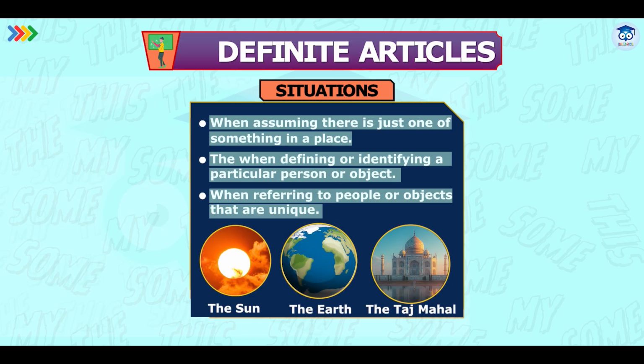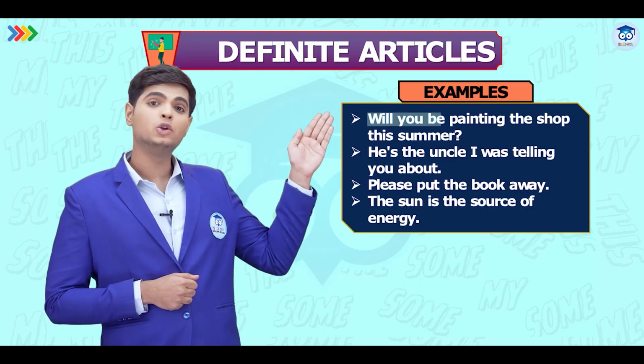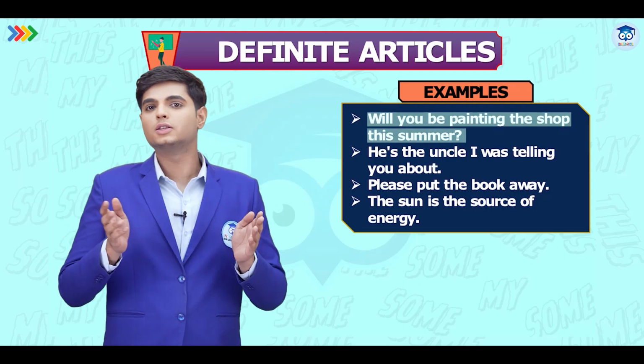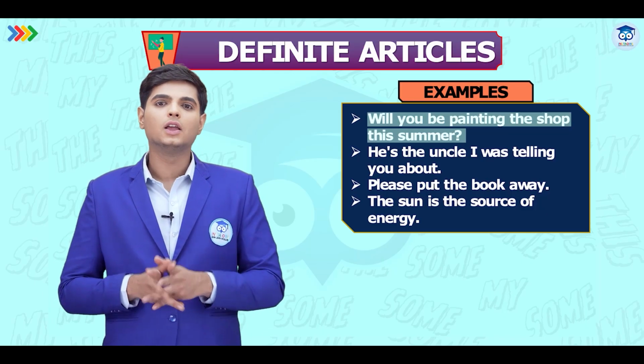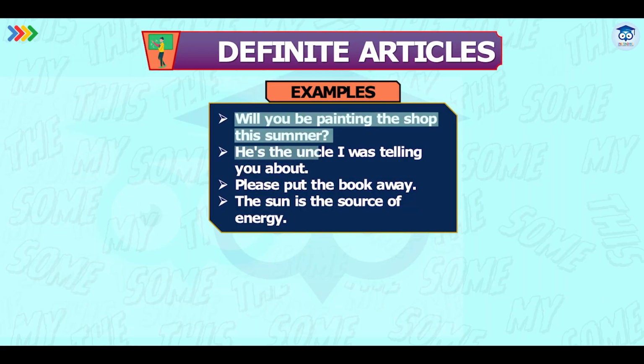To see how naturally we use the, let's read some examples. In the question, "Will you be painting the shop this summer?" the speaker is referring to a specific shop both people likely know. In the sentence, "He's the uncle I was telling you about," the uncle is already part of their shared context. When someone says, "Please put the book away," the book has been mentioned or seen already. And the sun is the source of energy uses the for something unique. There's only one sun for our planet.